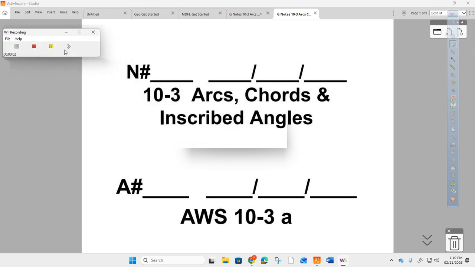We're going to go ahead and get started. We're still talking about arcs. We're still talking about chords. And we're still talking about inscribed angles.